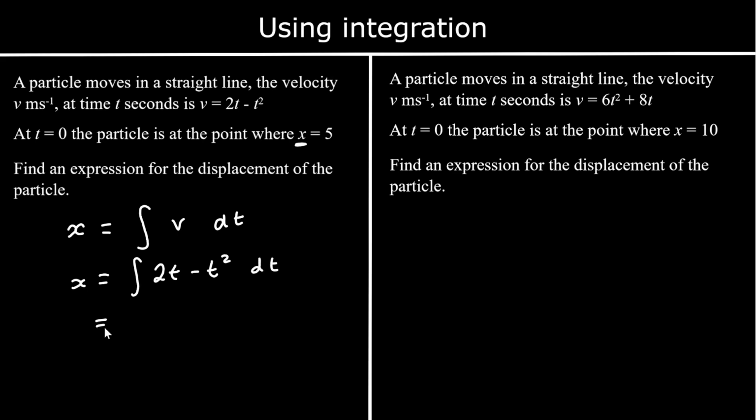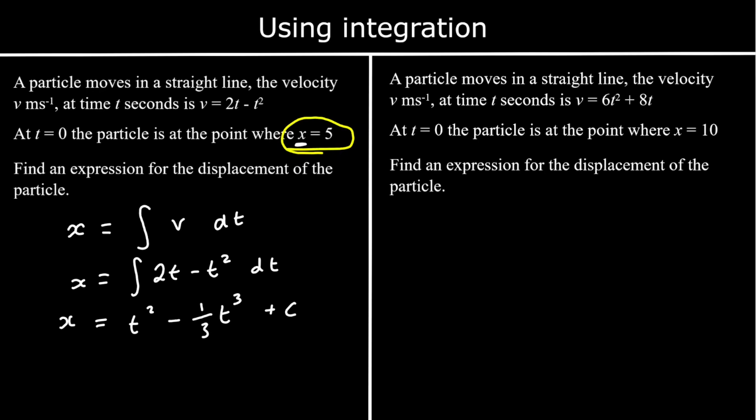When we're integrating, we add 1 to the power, divide by the new power. So t becomes t squared. 2t squared over 2 is just t squared. The power for the t squared becomes cubed. Divide by the 3. So it's going to be 1/3 t cubed. And we're going to plus c. That's why we've been given this information.